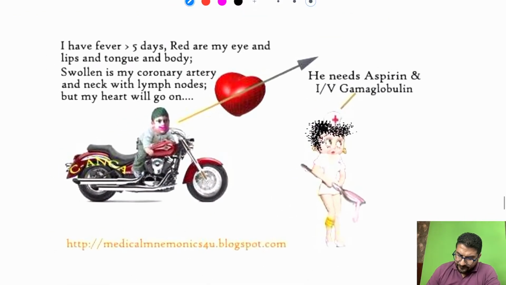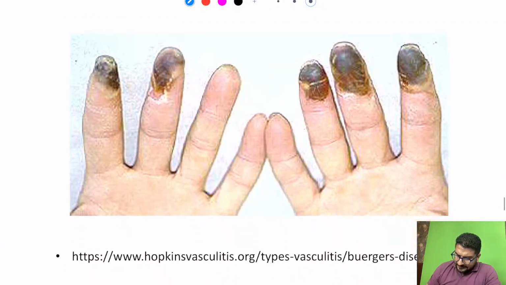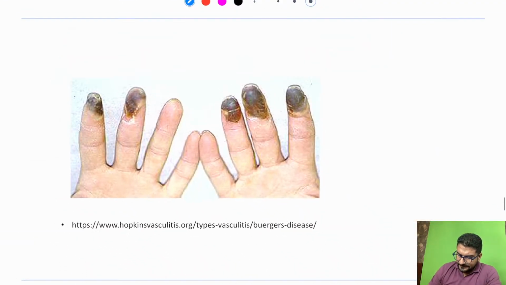So you can see I have fever. Redder my eyes means conjunctivitis. Lips and tongue swollen, my coronary artery, neck with lymph node, but my heart will go on. And he needs aspirin and IV gamma globulin. Right? Okay, moving to the next disease, like Berger disease.